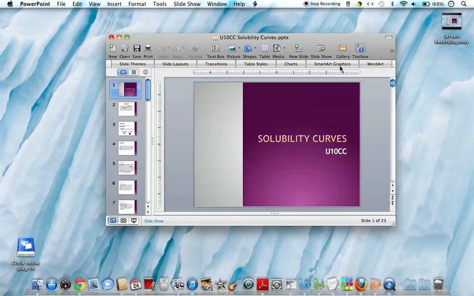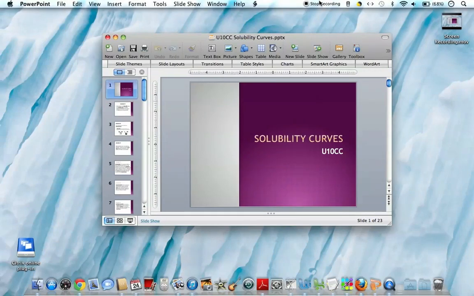Okay, well that is it. So we will continue on with this tomorrow, work a lot with our solubility curves in Table G.